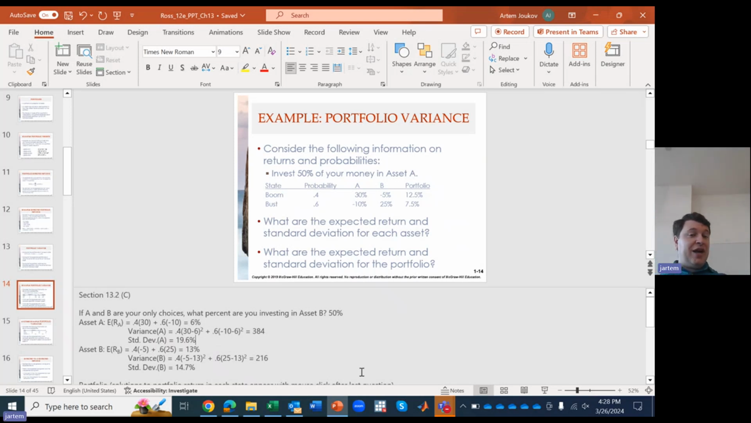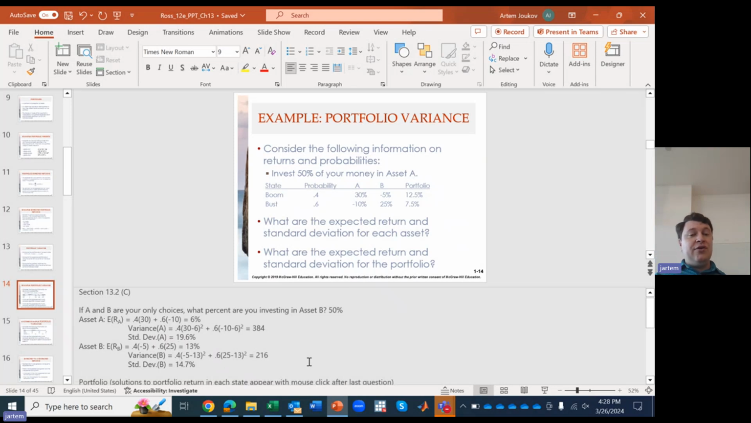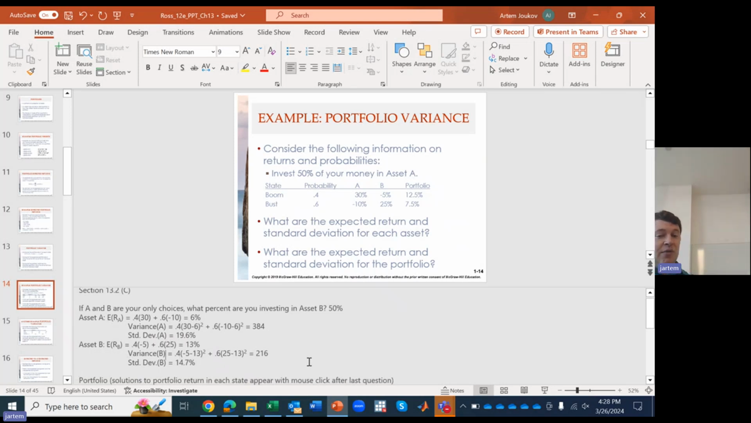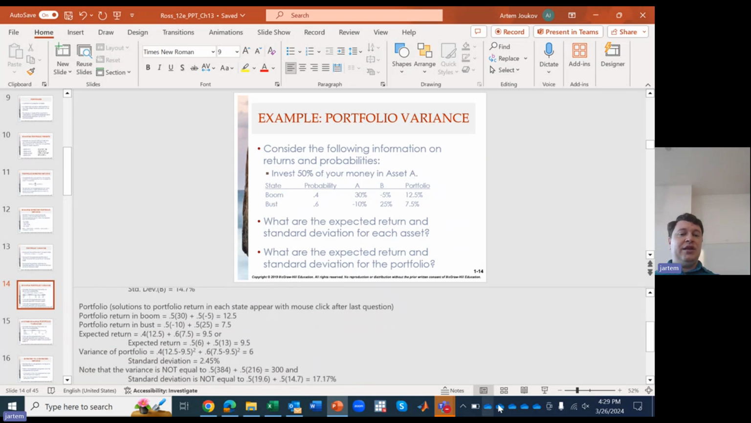And then we'll do the same thing for asset B. 0.4 times negative 5 this time, because remember, it's the hedge asset, plus 0.6 times 25. That gives you an expected return of 13. Standard deviation of 14.7, calculated the same way. We took the return in that state, subtracted the average return, squared the whole thing, and then multiplied it by the probability of that state. Standard deviation of 14.7. Now let's come down here for a minute and look at how we're going to solve for the portfolio.